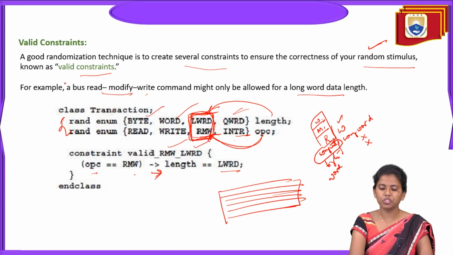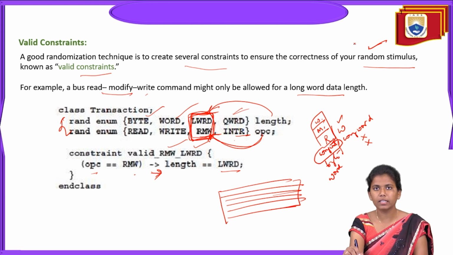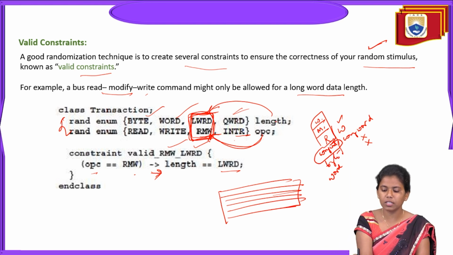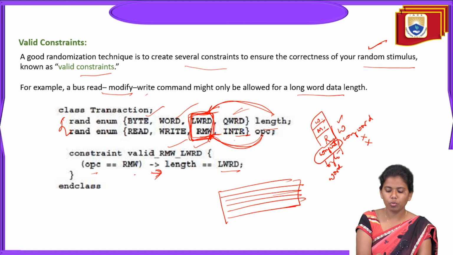So in order to ensure the correctness of these random variables, whatever we are taking or giving, in order to ensure the random stimulus is nothing but the valid constraint. So here the valid constraint is length of the word, and OPC, this is RMW. So by using the operator and end the class.